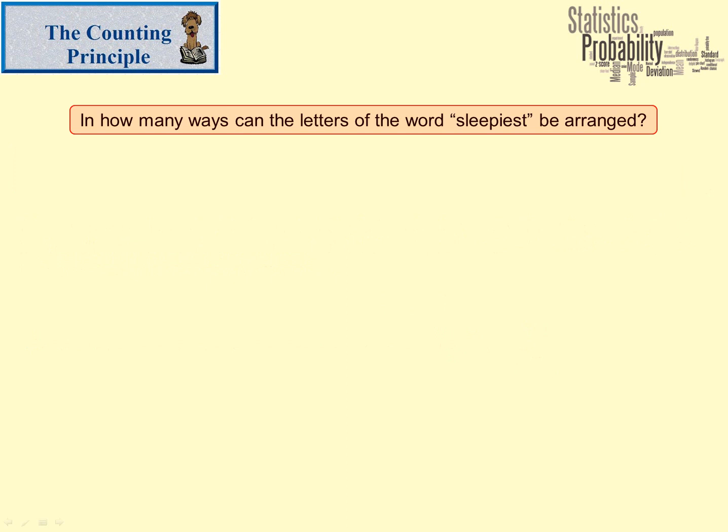Now, in how many ways can the letters of the word sleepiest be arranged? Oh, easy, 9 factorial, same as the previous. We don't have to look at it, but hang on. The E's and S's are repeated, and that causes a complication.